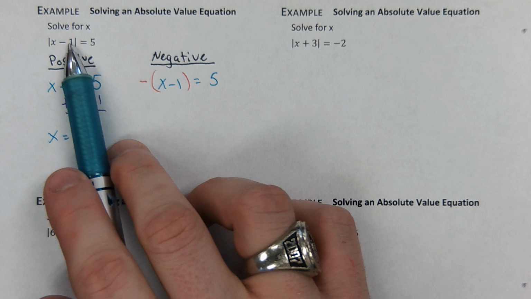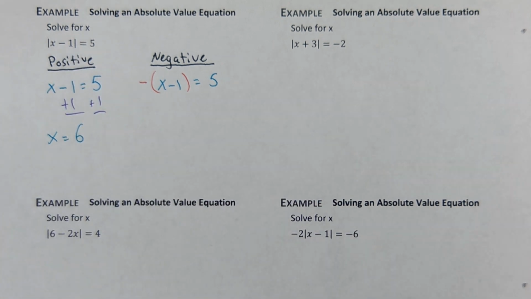6 minus 1 is 5. And yes, the absolute value of 5 is 5. Good. So easy. Doesn't take much time to check your answers. Please be in the habit of checking your answers.